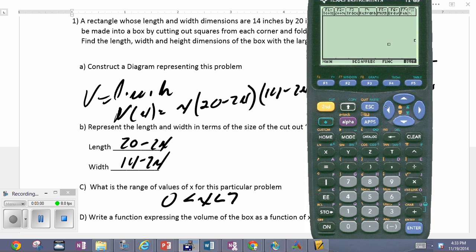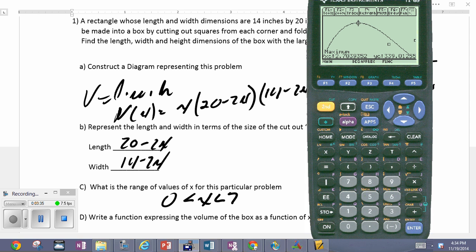Take a look at it. Here's my curve. What I'm after is the high point on the curve. Negative b over 2a will not do. This is not quadratic, this is cubic. You have to go to F5. The analytical solution to finding that has to be deferred to calculus next year. F5, left bound, lower bound, right bound, upper bound over here. There we go, we're locked in.